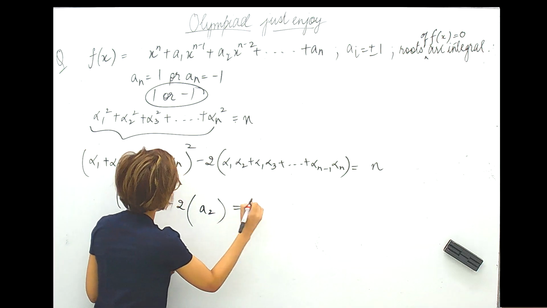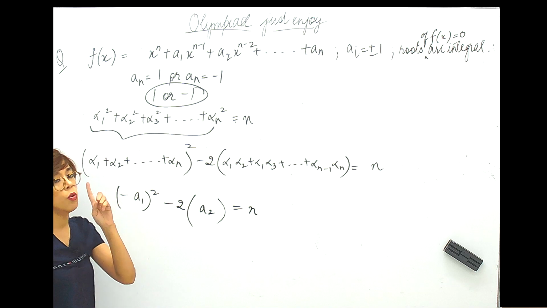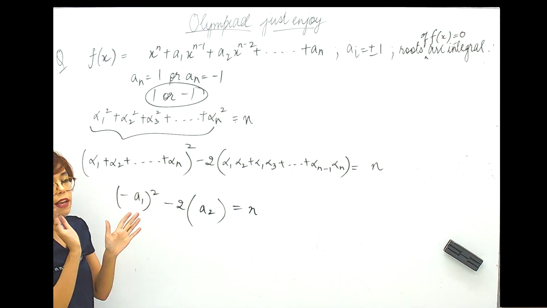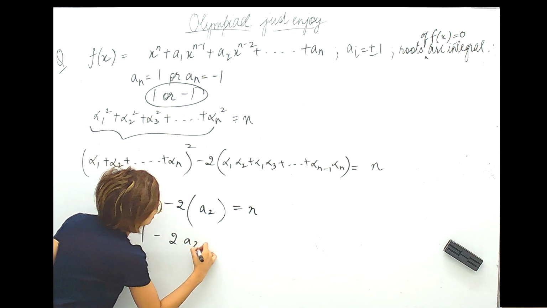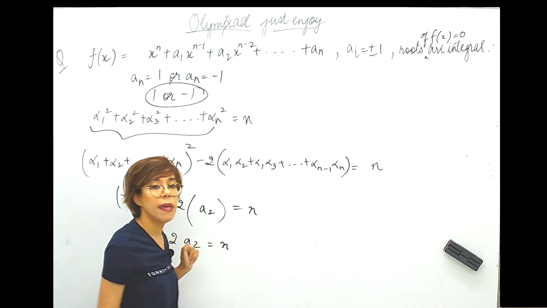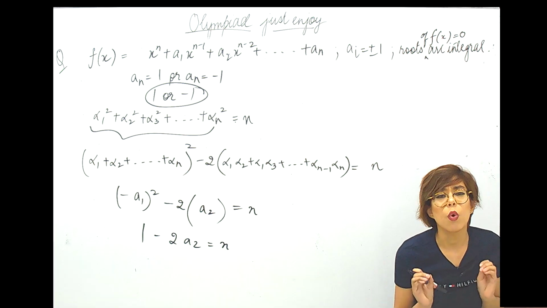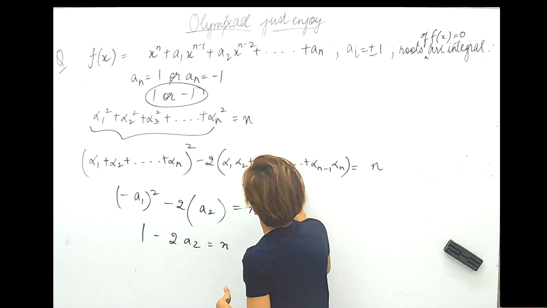equal to n. Now this is obviously a1 squared; if a1 is 1 or -1, after squaring it still comes out as 1. So no matter what, this is 1, minus 2a2 equal to n, right? Now, ma'am, we don't know a2, but a2 will be either 1 or -1. Let's see, let's check what it can be.